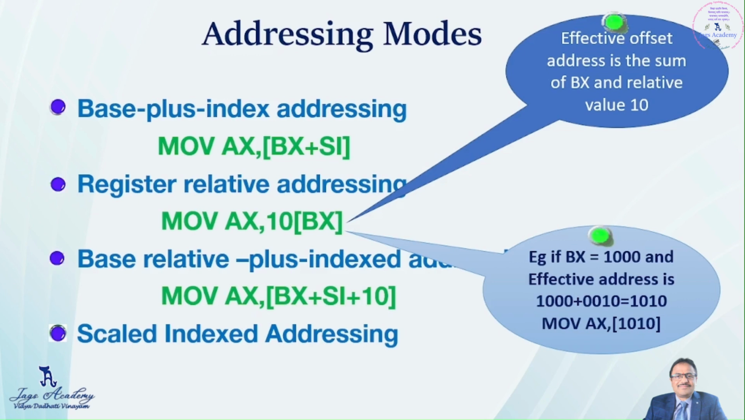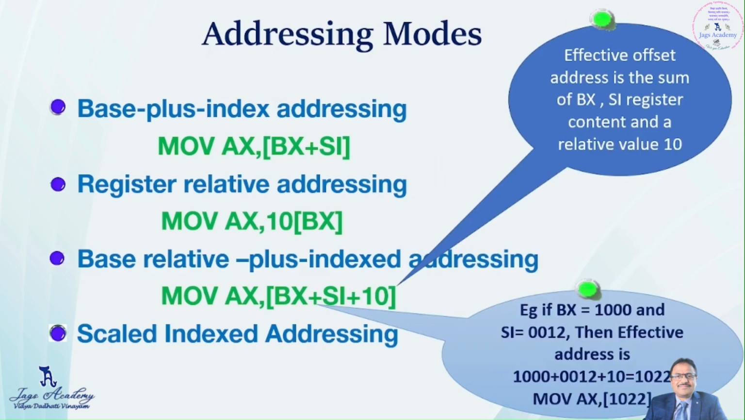Have you understood this now? Okay. Now, if you understood these two, the third one is something similar to that. The third one is a combination of these two, where your effective address is bx plus si plus 10. That's why it is called base relative plus index. This is base plus index. This is relative.